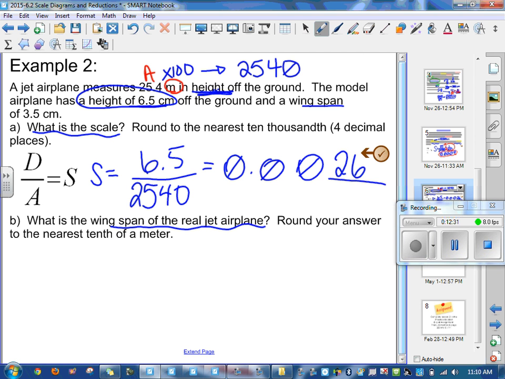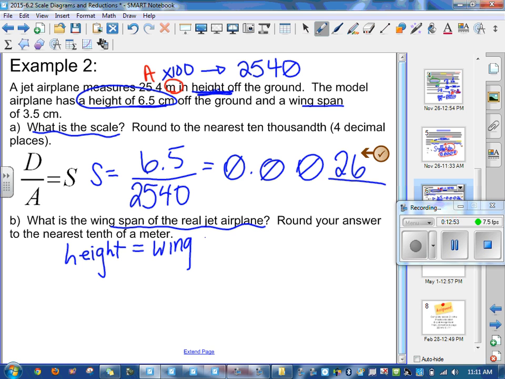Okay, this is the equation. But if I've got more than one dimension of an object, here I've got height and now I've got wingspan. I've got 2 different dimensions. I'm going to set them up into dimension and dimension. So I'm going to set it up like this. So I'm going to go height equals wingspan. And I'm going to set my equation up like this.